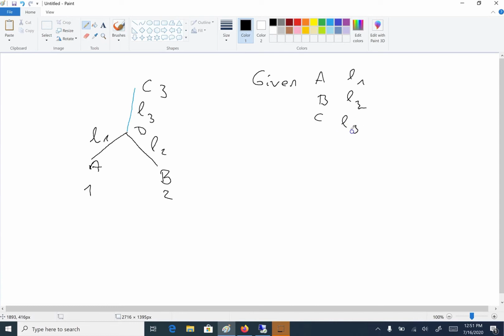L1 is 3.1, L2 is 2.2, and L3 is 0.9. And we want to find the adjusted value of D.